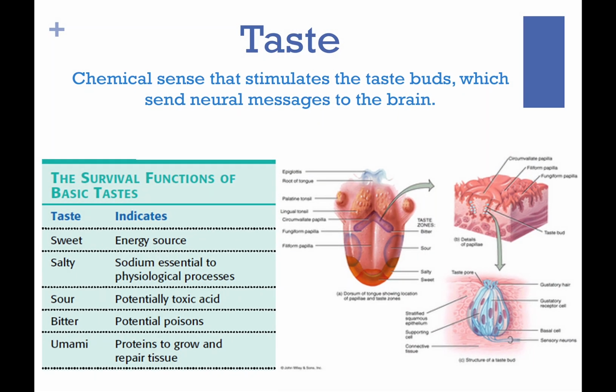The sense of taste is a chemical sense that stimulates the taste buds, which send neural messages to the brain. And again, this is getting a little bit more chemical, much like the sense of smell. But unlike the sense of smell, it is still a thalamic process. It is still a process that goes through the thalamus because transduction still has to occur. And the taste profiles are sweet, salty, sour, bitter, and this protein taste, umami.